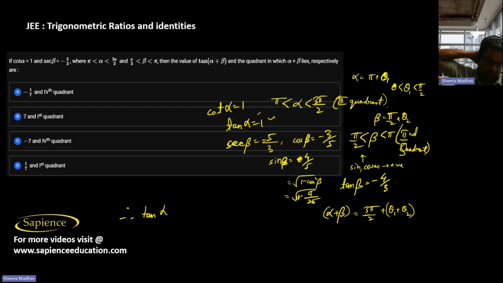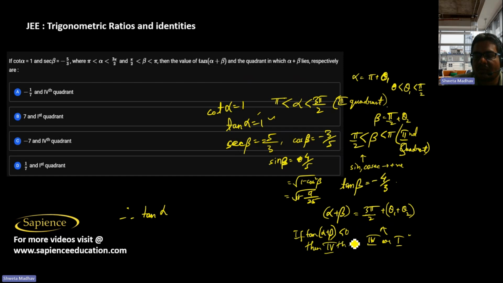So it is 3 pi by 2 or more than that. Now we have to see, if it is in the fourth quadrant, then tan alpha plus beta should be negative. So it can be either in fourth or in the first also. So we have to check. If tan alpha plus beta is having negative value, then I will tell that it is in the fourth quadrant. But if it is greater than 0, then I will tell that it is in the first quadrant. So now tan alpha plus beta value will be equal to tan alpha plus tan beta by 1 minus tan alpha tan beta.